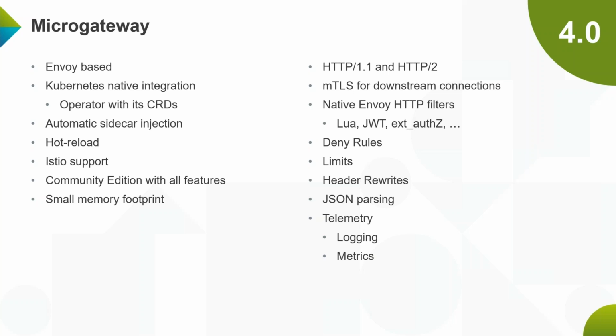The features we have in are HTTP 1.1 and HTTP 2 support, and TLS for downstream connections. Downstream means the front side. We allow to configure native Envoy HTTP filters like Lua, JWT, ext_authz. So this is more or less the comparison to the Apache expert settings we had in Gateway or Microgateway 3.3. We have DenyRules, limits, and HeaderRewrites. HeaderRewrites is request actions based on headers and also response actions based on headers. We will see another slide exactly for this feature. We parse JSON, and we have telemetry support for logging and metrics.